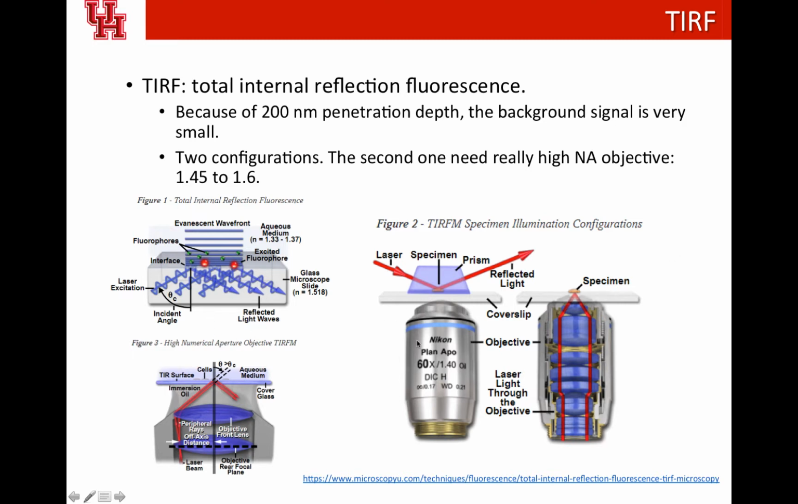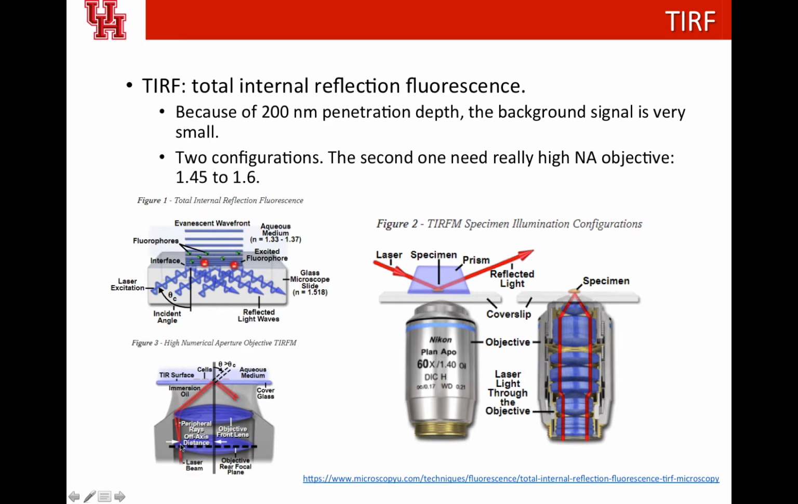So here shows you another example to show these two structures. One of them is based on a prism, one of them is based on this high numerical aperture objective. So basically, you shine the light through the objective, and then the objective will bend your light to your sample, and then TIRF will happen. So here is the zoom in. So how does it work?